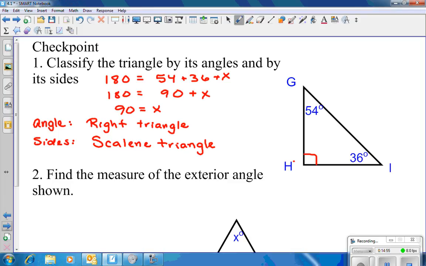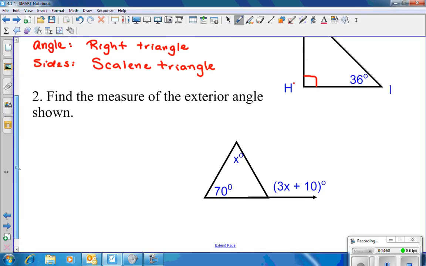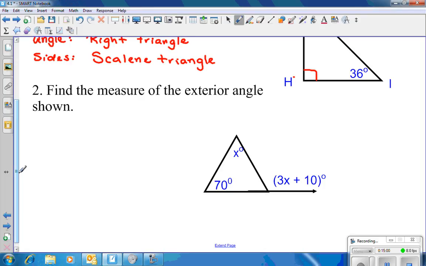None of the sides are equal. All right, so how would you find the measure of this exterior angle? How would you set it up? X what? Plus 70 what? Very good. The two interior angles equal the other exterior angle.